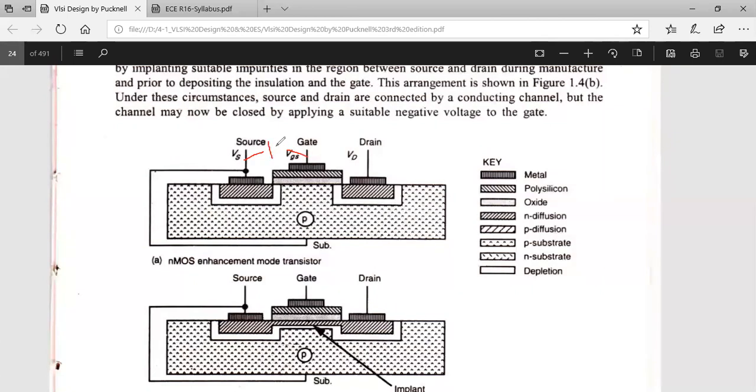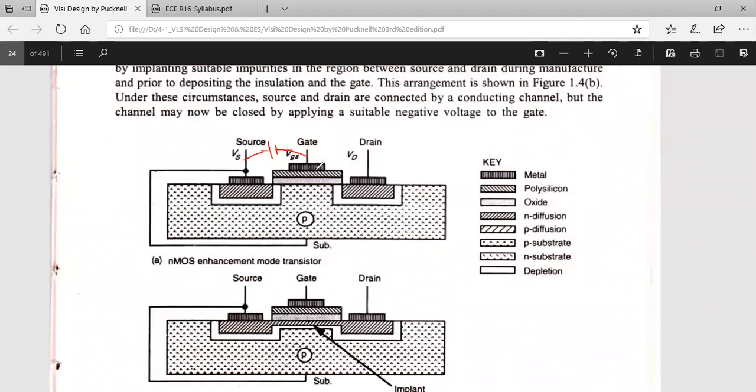This is an NMOS transistor, so I start to give a positive voltage. That means I am going from 0 onwards towards the positive voltage, right?